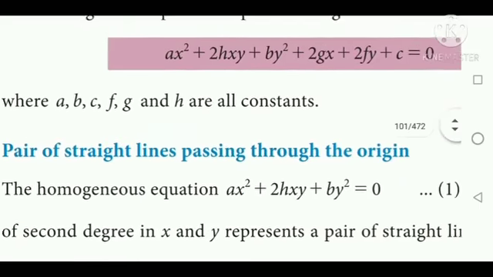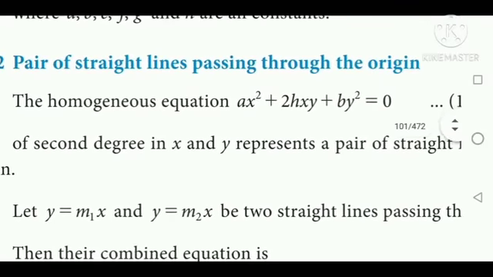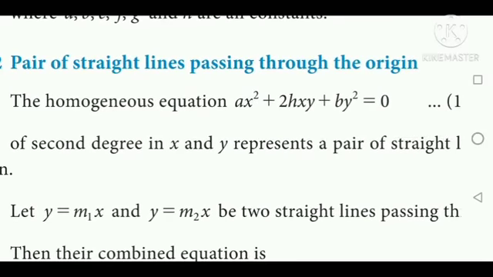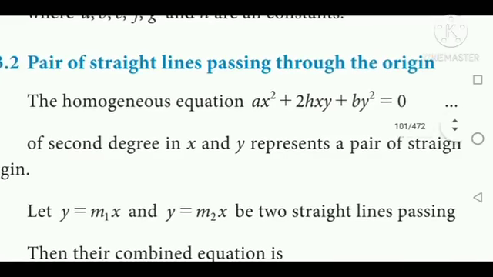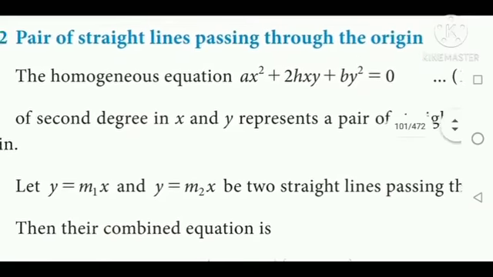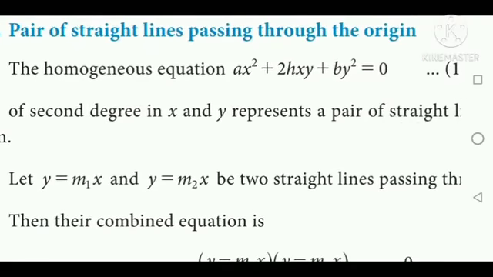Then the next one is a pair of straight lines passing through the origin. If the straight lines are passing through the origin, in such a case the homogeneous equation becomes ax square plus 2hxy plus by square equal to 0. This is a second degree equation in x and y, and represents a pair of straight lines.